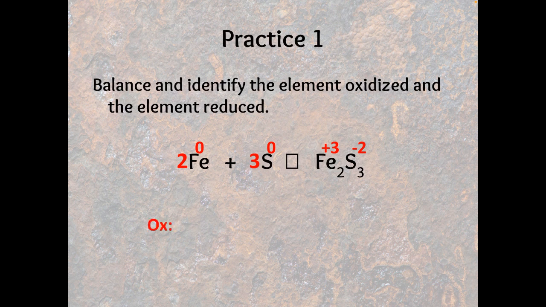So, what element was oxidized? That means that its charge increased. That's going to be iron because its charge went from 0 to +3. That's an increase. And which element was reduced? That's going to be sulfur because its charge or oxidation number went from 0 to -2.